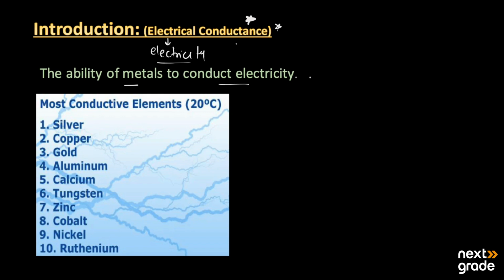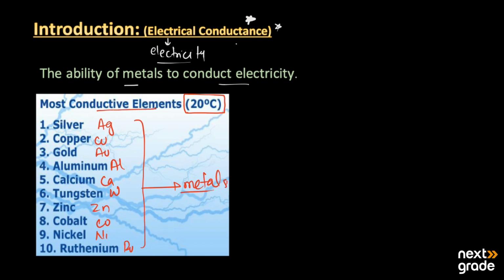Now, what are the main reasons that metals can conduct electricity? Before looking at the reason, we must look at the most conductive elements at 20 degrees Celsius. These are examples of metals that can conduct electricity at 20 degrees Celsius: first silver, then copper, gold, aluminium, calcium, tungsten, zinc, cobalt, nickel, and lithium. All these elements are metals, and they are known as the most conductive metals.